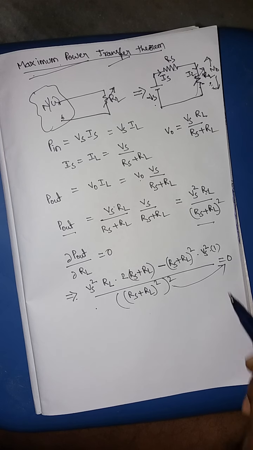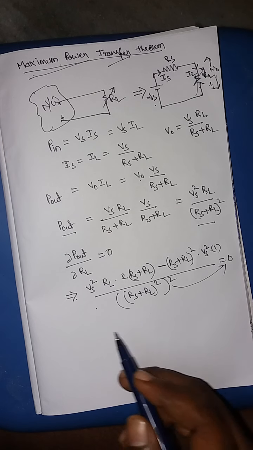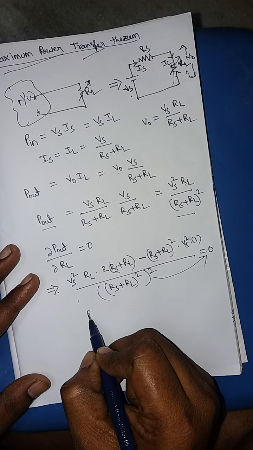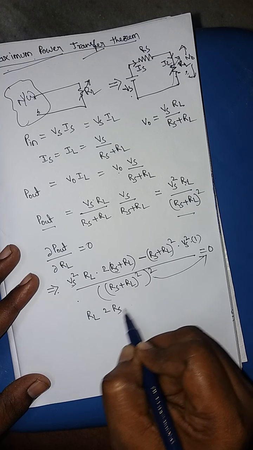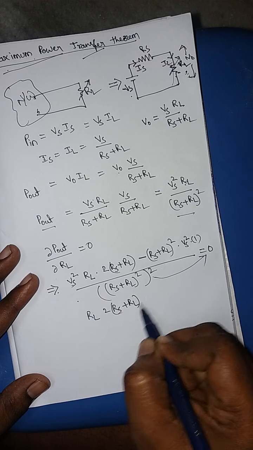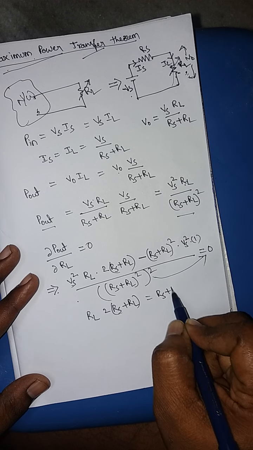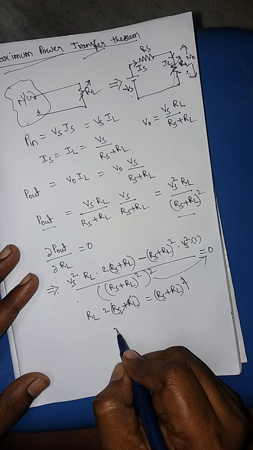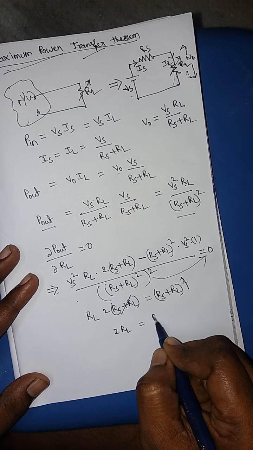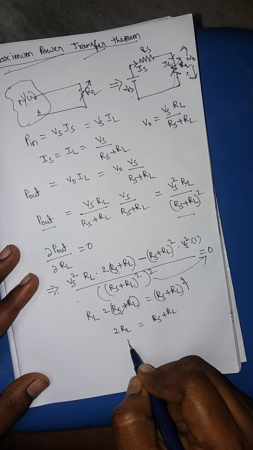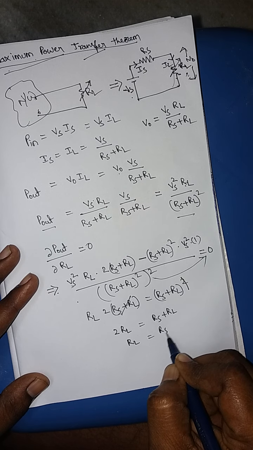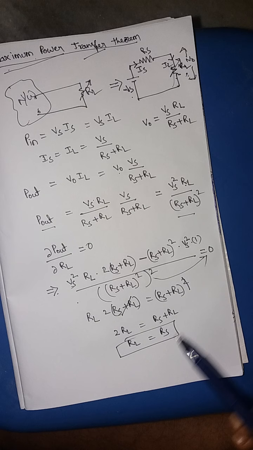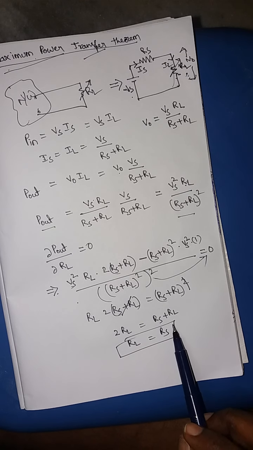Obviously, if we move this to that side, this will be 0 and Vs square also gets cancelled. Then what is the remaining thing? RL into 2 into Rs plus RL is equal to Rs plus RL whole square. This will get cancelled. Hence 2RL is equal to Rs plus RL, so RL is equal to Rs. This is the condition we obtain: the output power is maximum when the load resistance is equal to the source resistance.